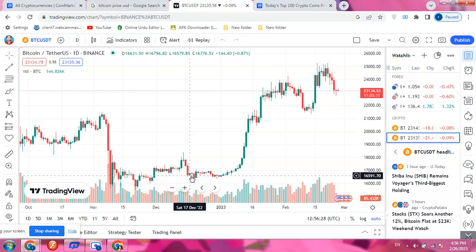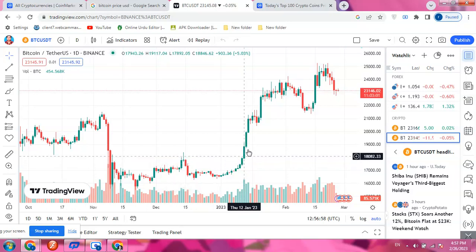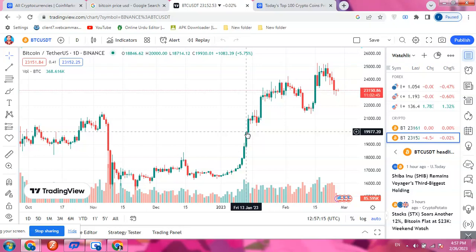16,591, stop, and now the candle is growing, the candle is up, and the green candle is up. 17,000 and 10, Tuesday 10 January 2023, 17,324, the candle is up. The candle is making another candle, 19,977 on Friday 13 January 2023.